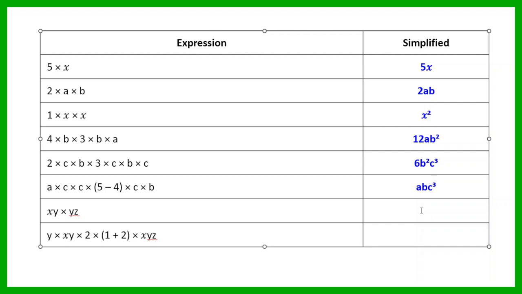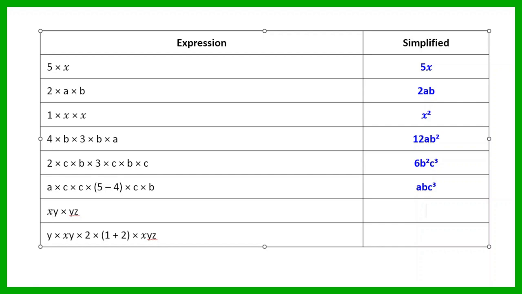Then the next one, I've got xy times yz. Okay, so here, even though there's no times signs in between here, remember when we don't have any signs between letters, it means times. So this means x times y times y times z. Just like we had over there, even though you don't have the extra times signs over there, it still means that. Okay, so we don't need to treat it any differently to what we were doing over there.